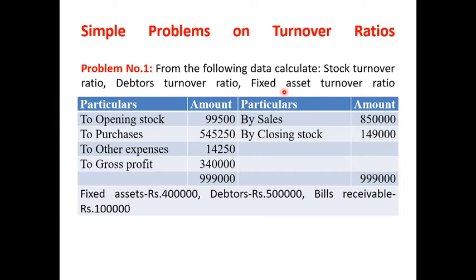The first problem is: from the following data, calculate stock turnover ratio, debtor turnover ratio and fixed asset turnover ratio. Here only the trading account is given. Opening stock, purchases, other expenses, gross profit, sales and closing stock are given. Then closing fixed assets, closing debtors and closing bills receivable are given.